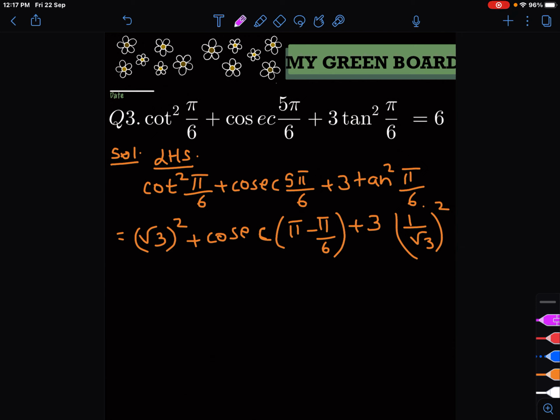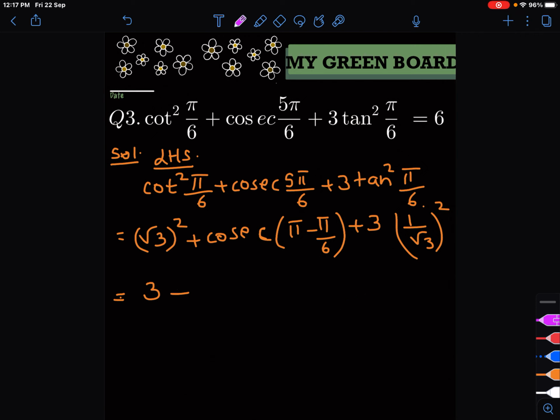So now we will be getting the value of root 3 the whole square, any root square is the same number, plus the value of cosec, which is plus in the second quadrant. Since it is written pi minus, the pi minus pi by 6 will come in this quadrant, the second quadrant. In the second quadrant, cosec value is positive. So I am just taking this positive sign. Okay, got it, children?